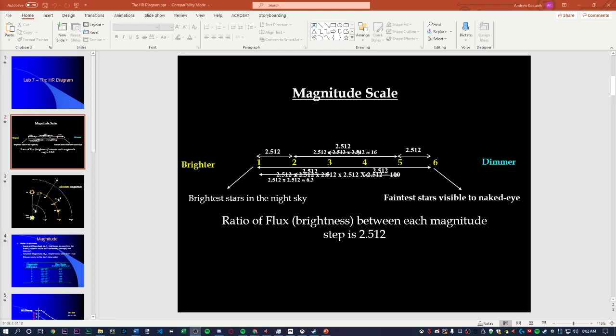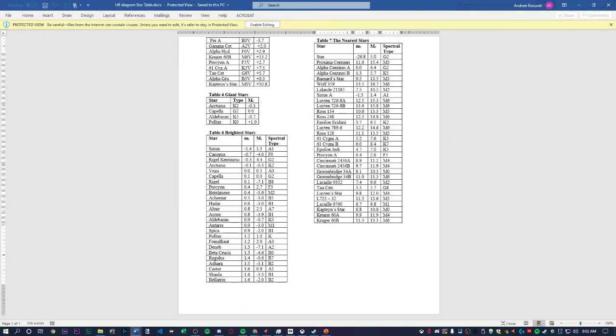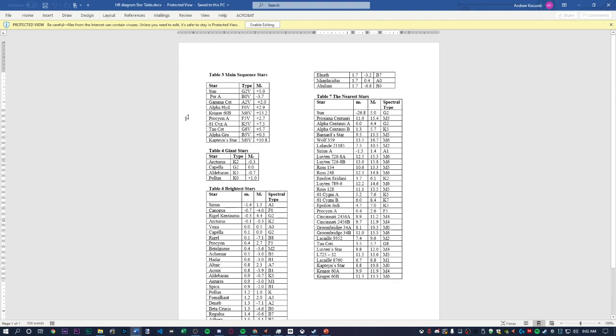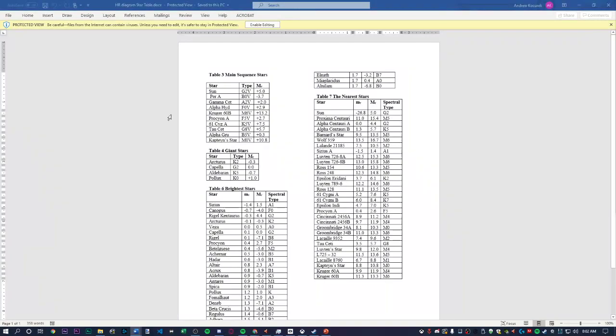So for the HR diagram, you should have two items open. You should have the star table here. This is the absolute magnitude star table, which is the big M, and the little m is the apparent magnitude, which you should not use for most of this, but there may be a few things that you might use it on. Let me open the actual lab itself. So the lab is right here.